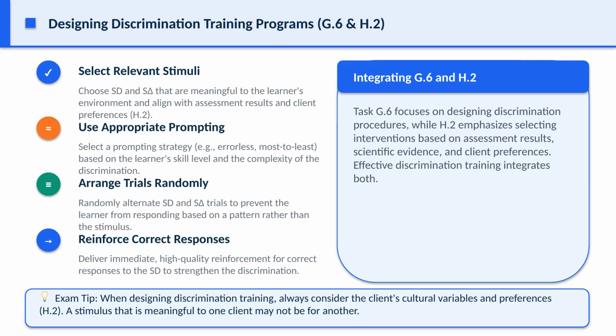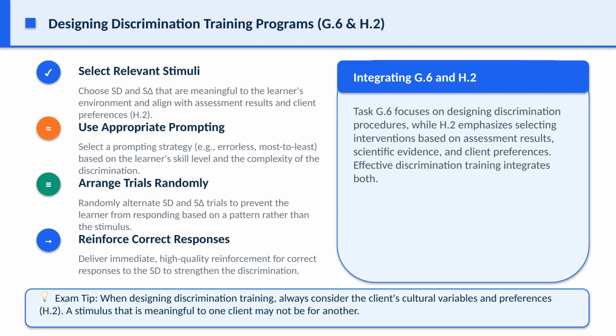When designing discrimination training programs, which is assessed under tasks G.6 and H.2 on the BCBA exam, you must systematically select stimuli that are meaningful to the learner, ensuring the SD and S delta are relevant to their natural environment and preferences. Choosing an appropriate prompting strategy, such as errorless teaching for novice learners or most to least for more complex discriminations, reduces errors and builds accurate stimulus control.